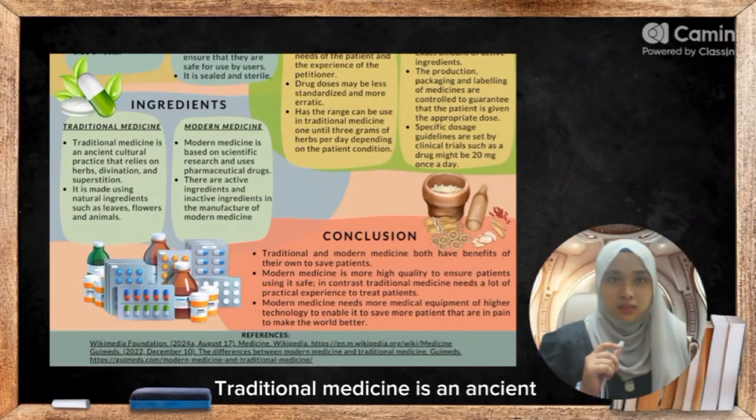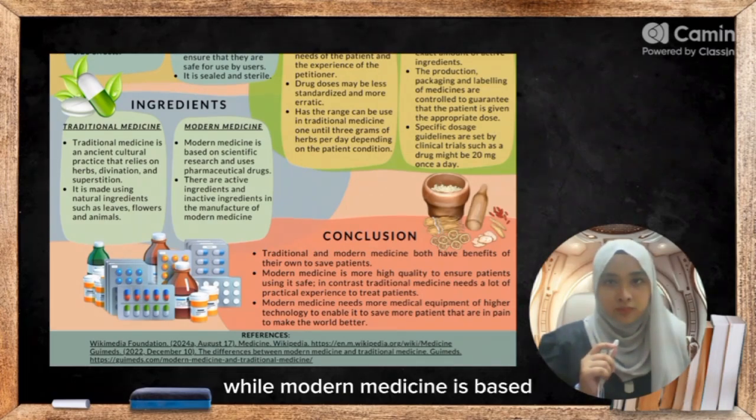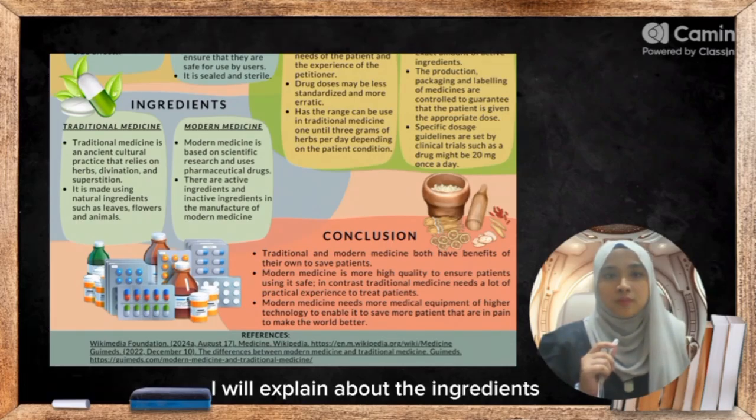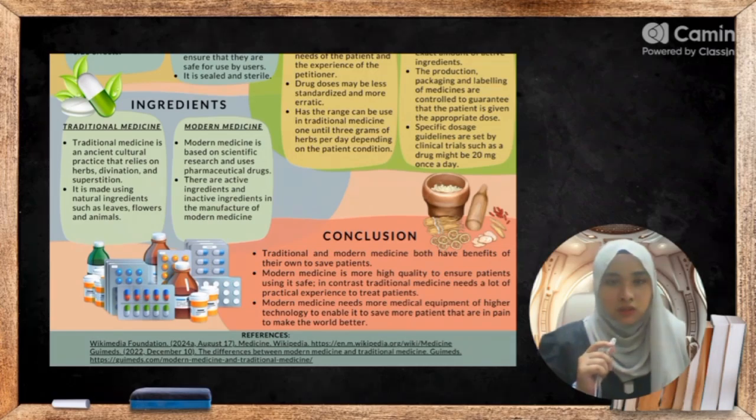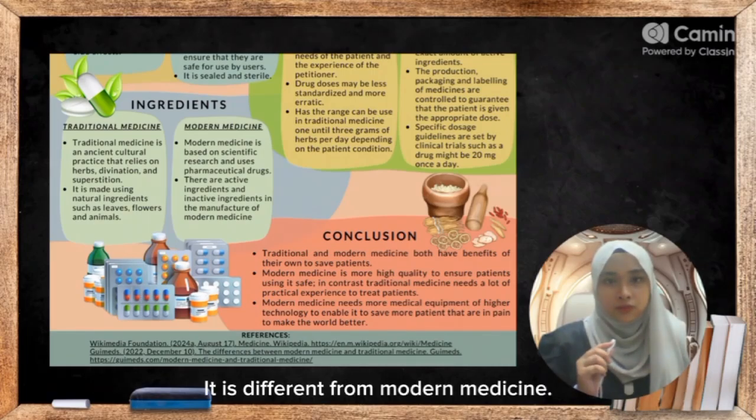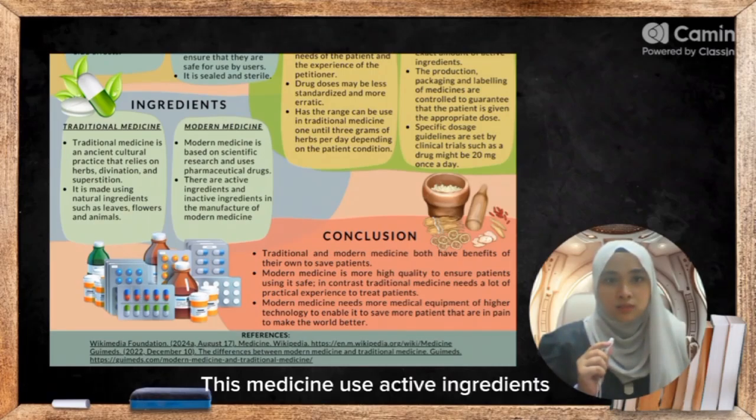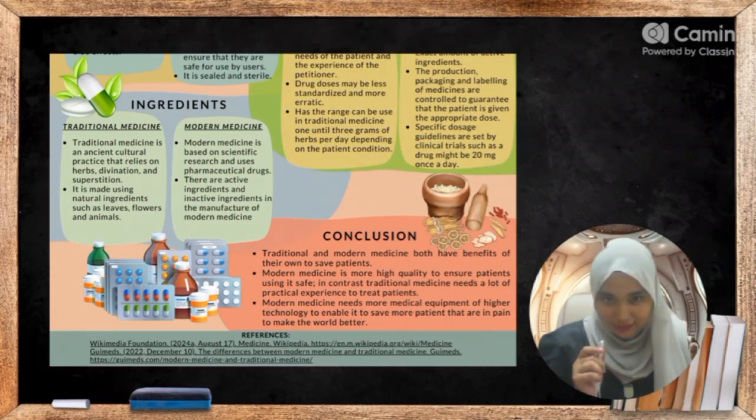Traditional medicine is an ancient cultural practice that relies on herbs, divination, and superstition, while modern medicine is based on scientific research and uses pharmaceutical drugs. I will explain about the ingredients used in these two medicines. The ingredients used in traditional medicines are natural ingredients such as leaves, flowers, and animals. It is different from modern medicine. This medicine uses active ingredients and inactive ingredients.